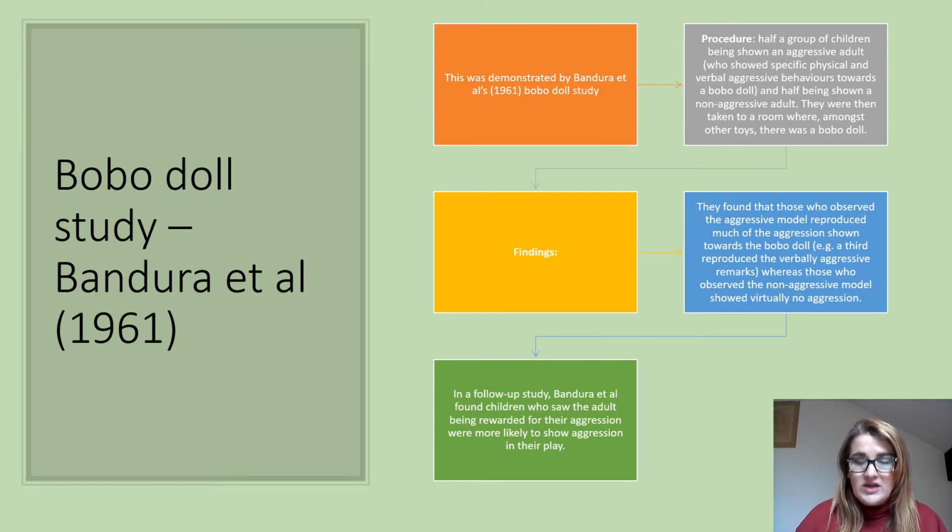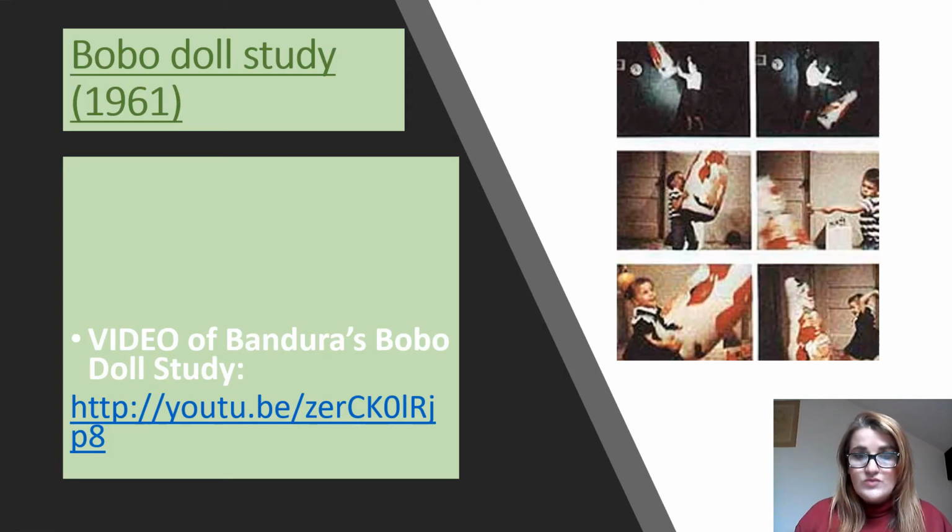Okay, so we're going to be looking at, well, why are they doing this? Because in the original study, there wasn't any reward. They just saw an adult being aggressive, or in the other group, an adult being non-aggressive. So let's move on. The next slide will take you to a link though for the video. If you want to click on that or put that into YouTube, or just put the Bobo doll study into YouTube, a plethora of videos of the original footage will come up.